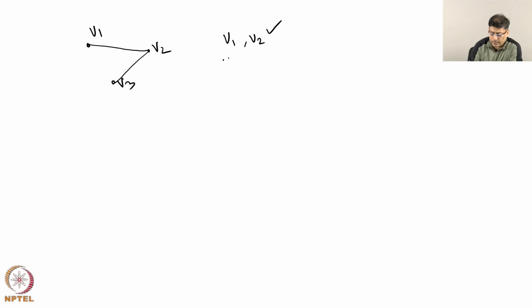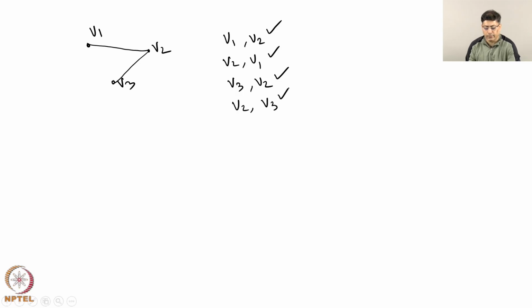We will now take another example to increase our concept: V1, V2 and V3. If I draw lines like this, we say V1 and V2 are connected to each other, we say V2 and V1 are connected to each other, we say V3 and V2 are connected to each other, and inversely V2 and V3 are connected to each other. If I pose a question, is V1 connected to V3 as per this graph? What do you think about it?